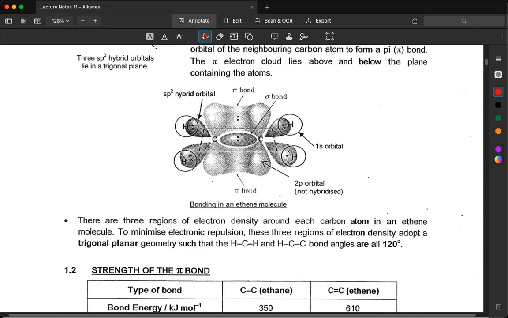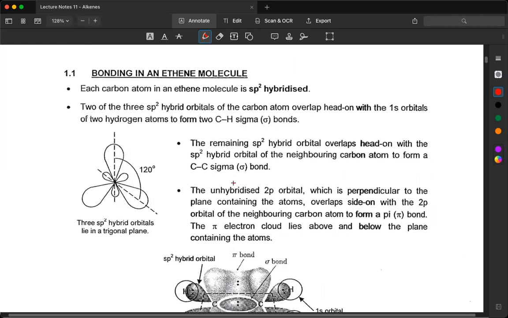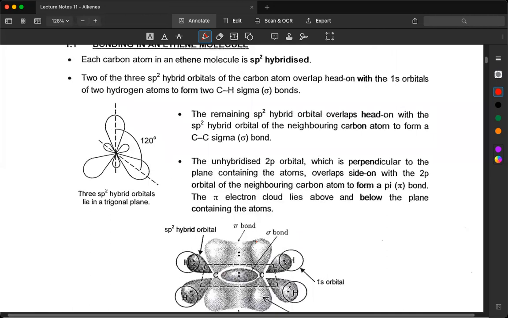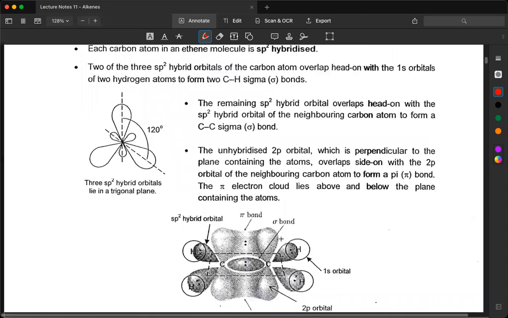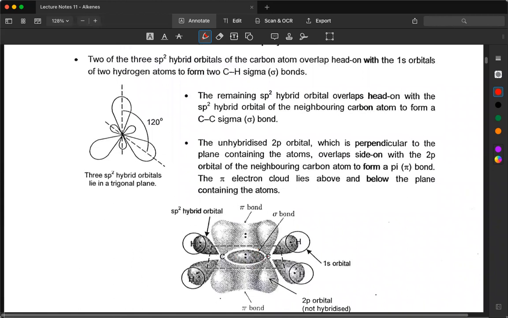So this is how the bonding in an ethene molecule looks like. Between carbon and hydrogen, we see sp2 hybrid orbitals. Then between C and C, we have a sigma bond. And above, it will be the unhybridized 2p orbital. So we have the 2p orbitals overlapping. Out of this sp2 hybridization, there are three: one of it is here, one of it is here, the other is between C and C.